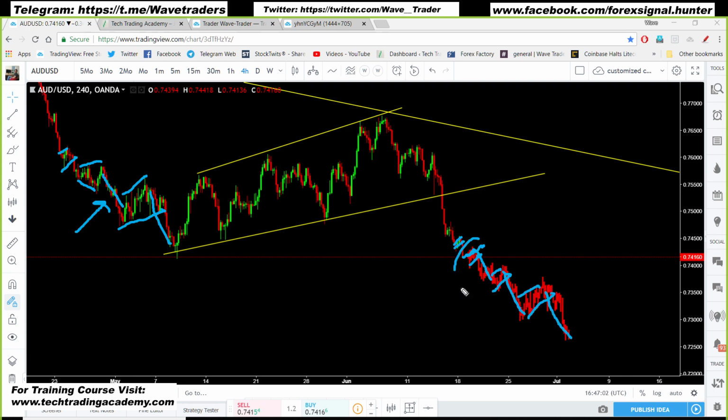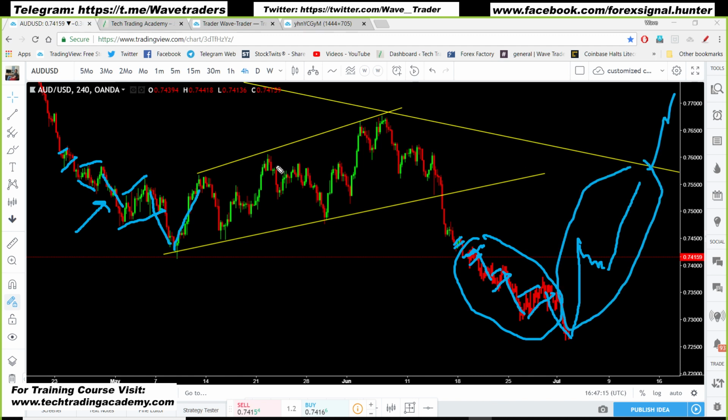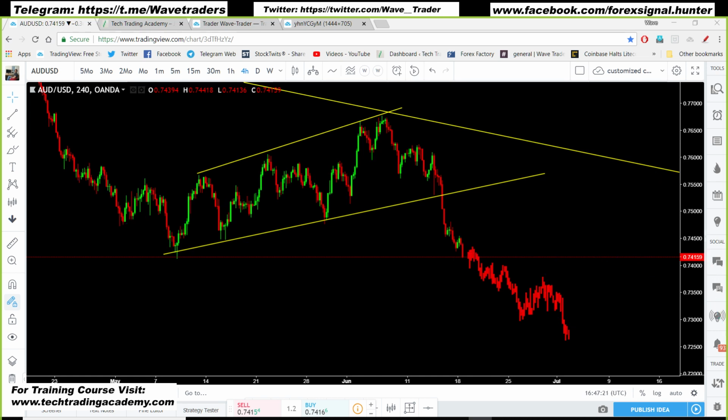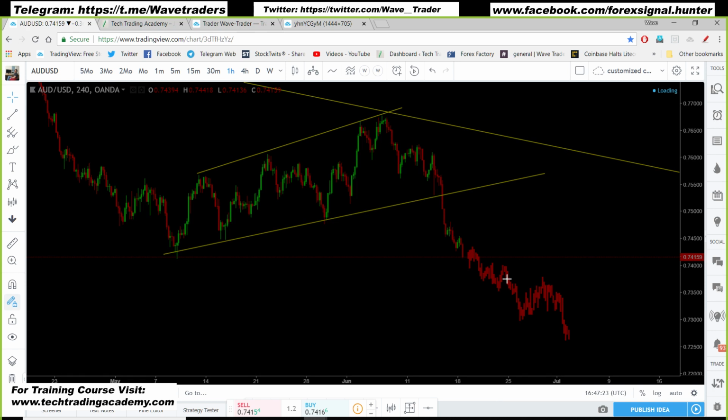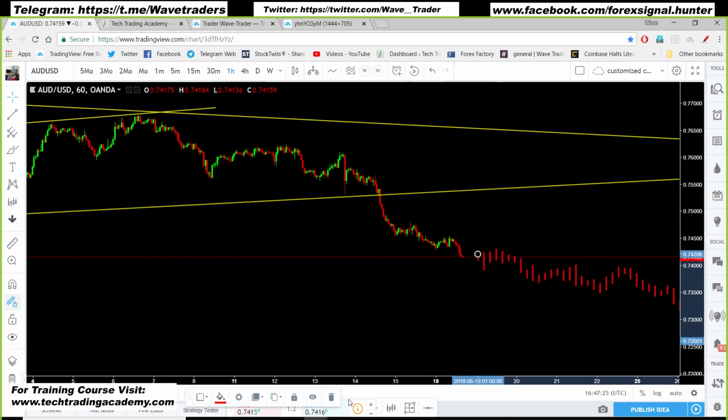Once price finishes that move, look for an aggressive move. You see that aggressive move? That kind of aggressive move, correction, reversal. If we're not going to see that reversal, we're going to see a bigger correction again, that bigger correction for one more drop. So that's what you guys need to do this week. Lower time frame.